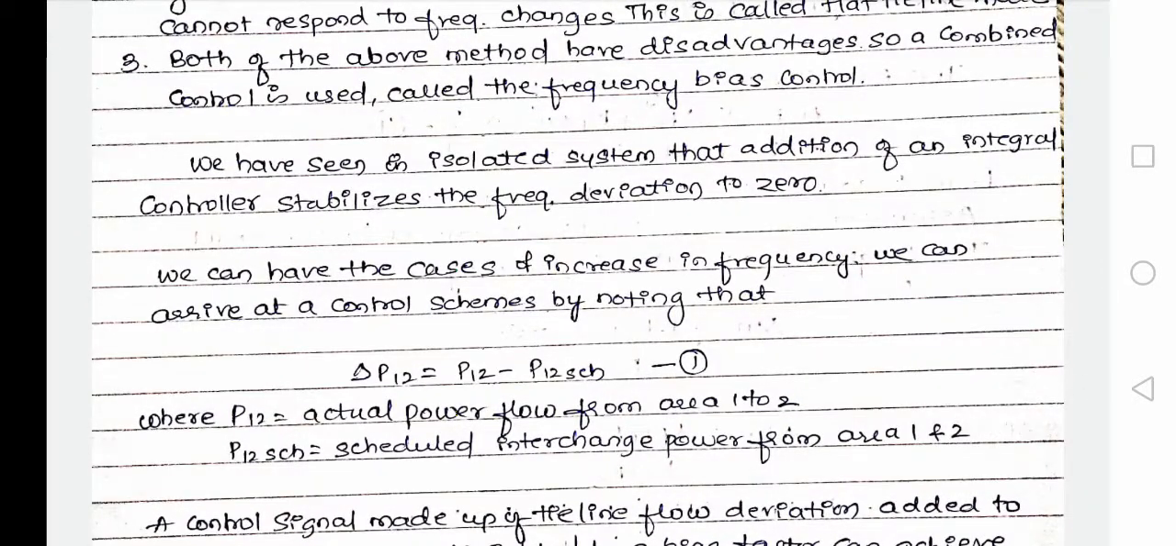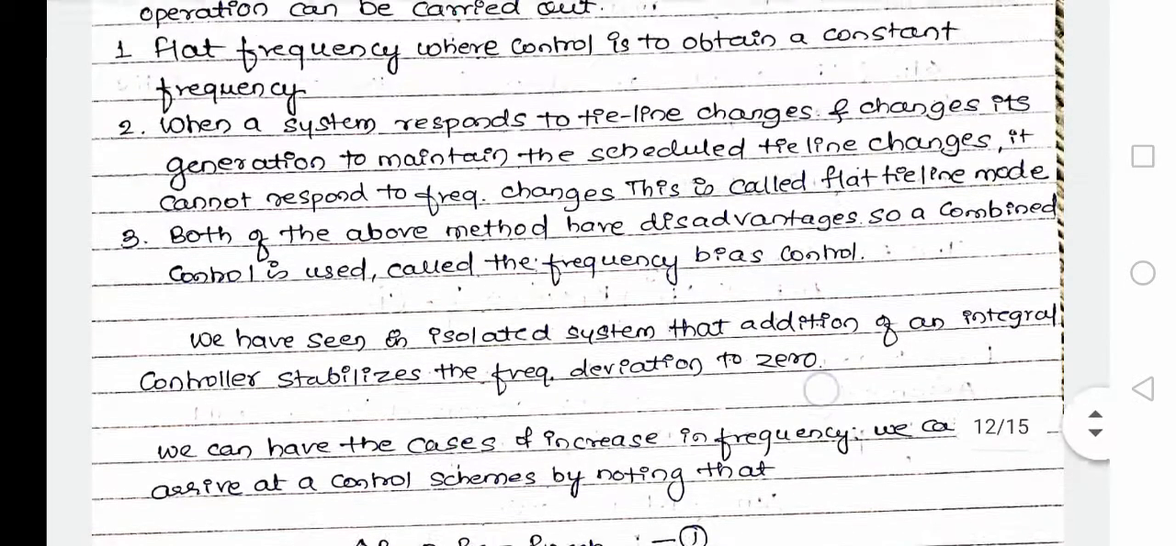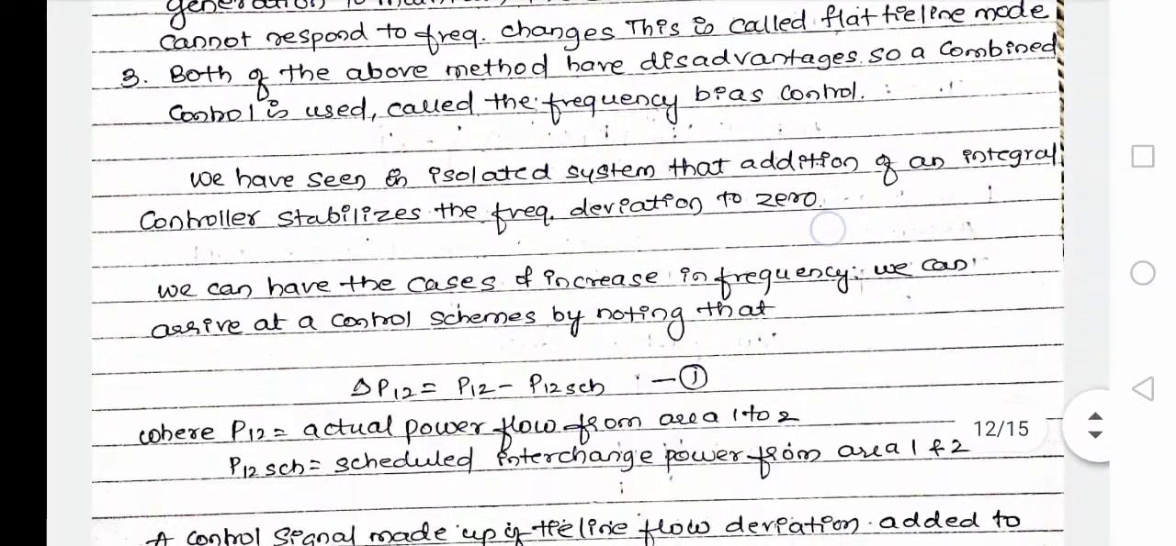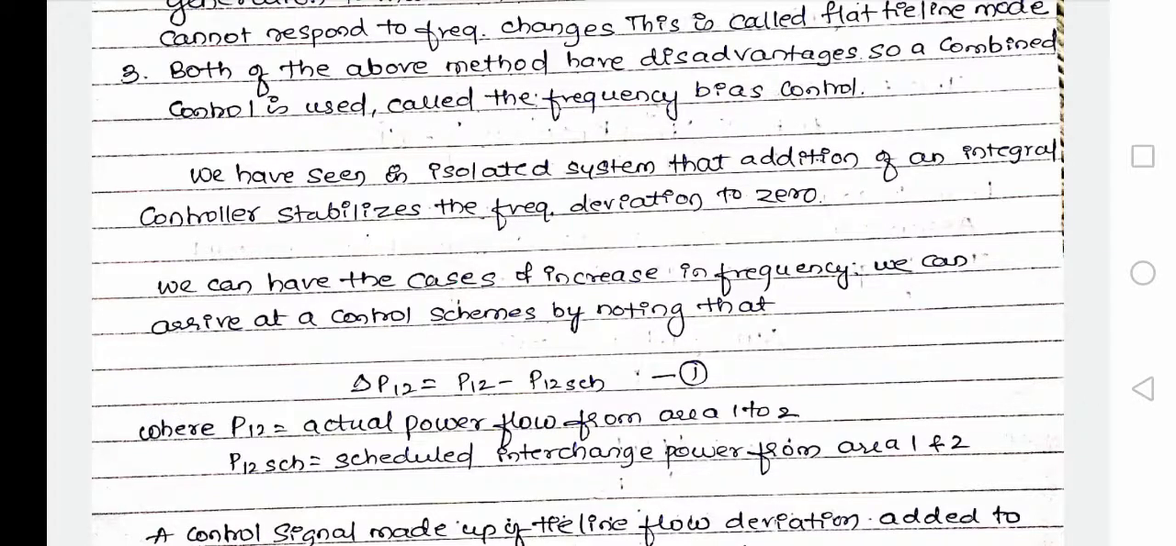So in the isolated systems, we have already seen that the addition of an integral controller stabilizes the frequency deviation to 0. So if we are not having any frequency deviation in the system, then automatically we can achieve the tie line bias control of that two area network or an isolated system.